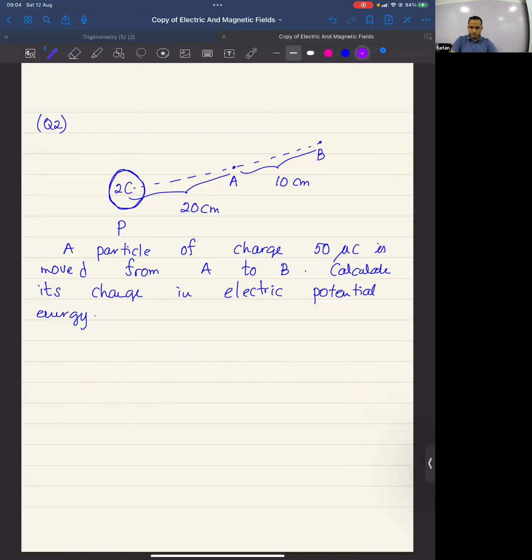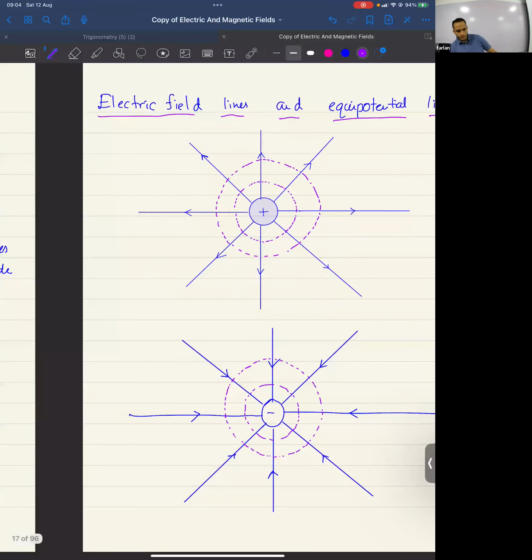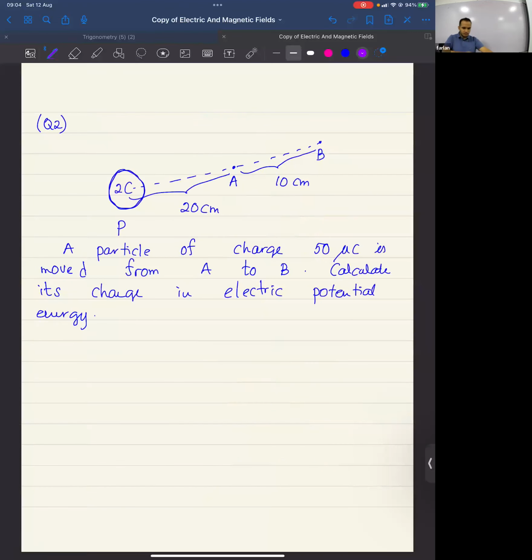I have given you a question for homework. Question number 2: a particle of charge 50 microcoulombs is moved from A to B. The diagram is given. Calculate its change in electric potential energy. Correct? So just to recall, what is electric potential?